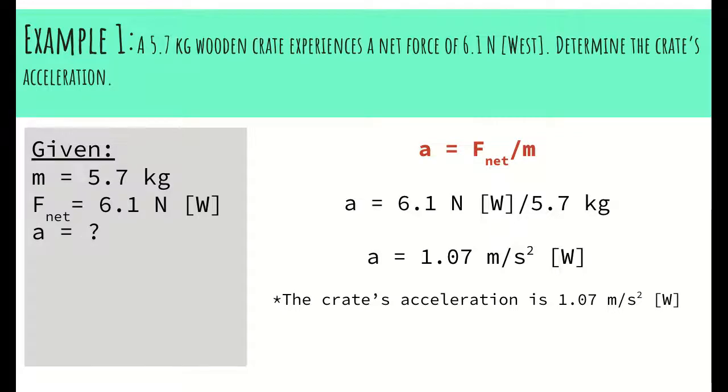First example, a very simple one: a 5.7 kilogram wooden crate experiences a net force of 6.1 newtons west. Determine the crate's acceleration. We have the basic acceleration formula of force divided by mass. So we have the force of 6.1 newtons west divided by the mass of 5.7 kilograms. The overall acceleration of the crate will be 1.07 meters per second squared west. You do have to have the magnitude, which is the number value, the unit, and the direction. Since these are all vectors, they all have units and directions.